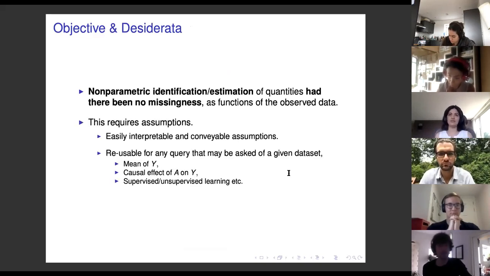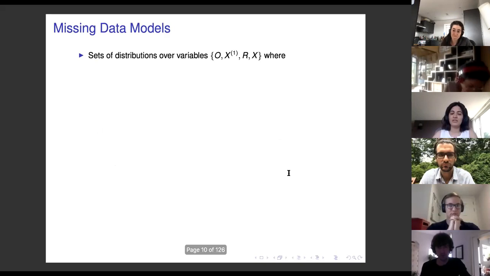And as we know, identification always comes with assumptions, but that's fine. We can argue what assumptions are better or not. We want assumptions that are easily interpretable, conveyable, and really reusable regardless of what query we are interested in, whether it's a simple mean we want to calculate, whether it's a causal effect or something else. But before we talk about assumptions, we want to know what missing data models are.